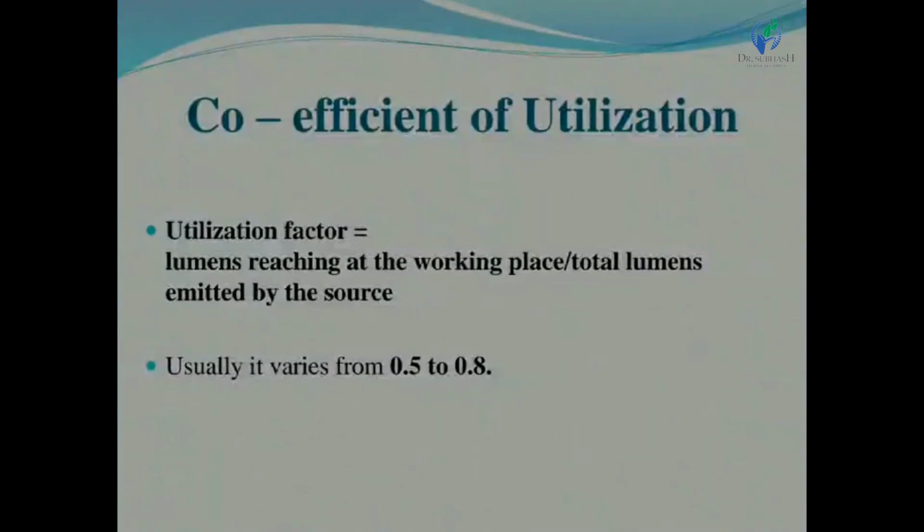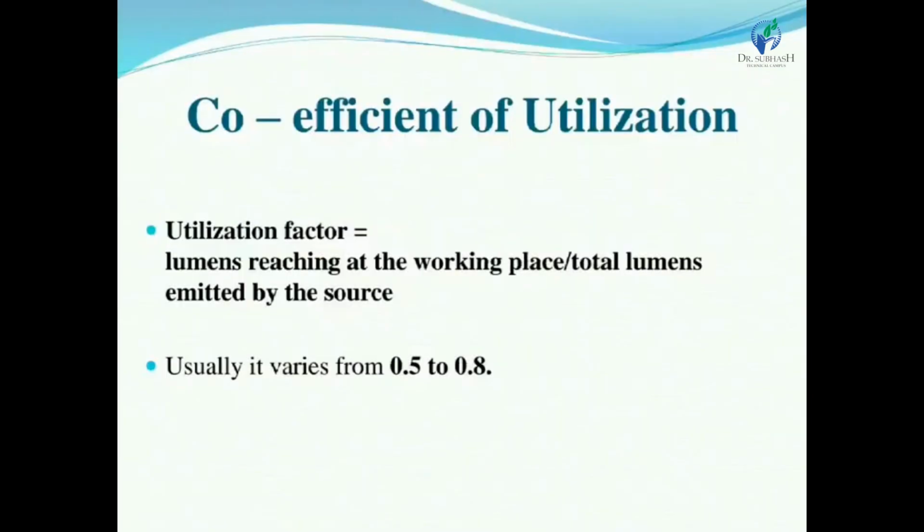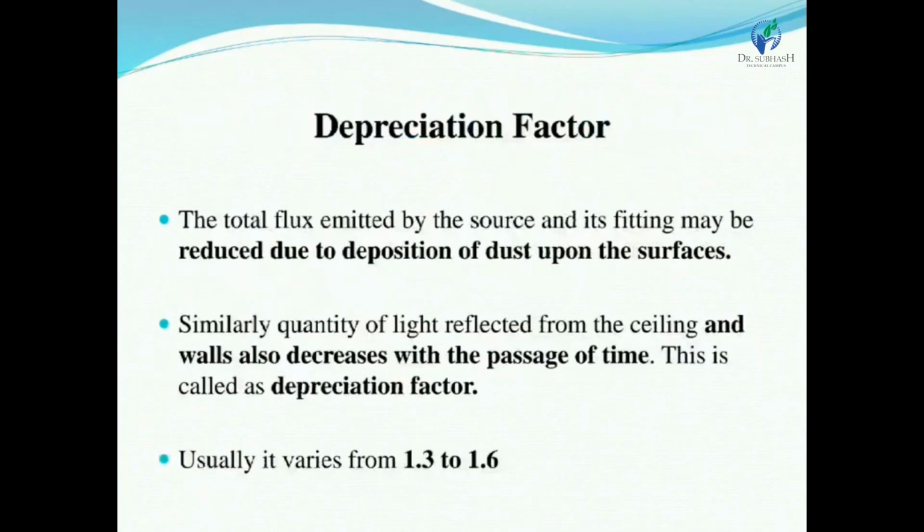Now the coefficient of utilization. Our topic is to utilize our electricity for light. So the utilization factor is the lumens reaching the working place divided by the total lumens emitted by the source. The source generates high lumens, but at the workplace not all the lumens reach, so it is a factor of about 0.5 to 0.8.